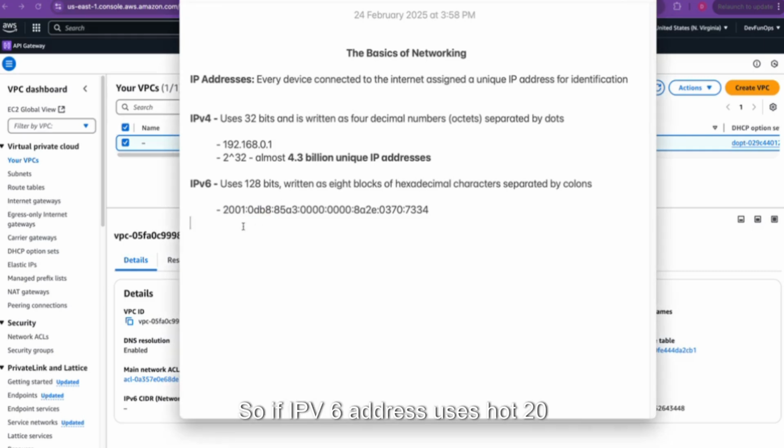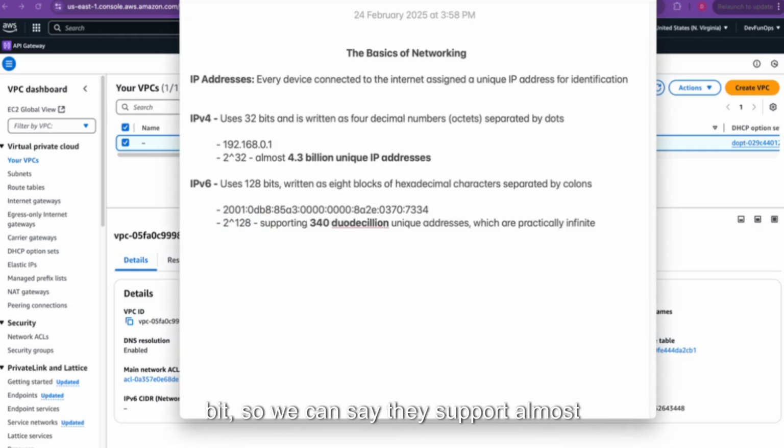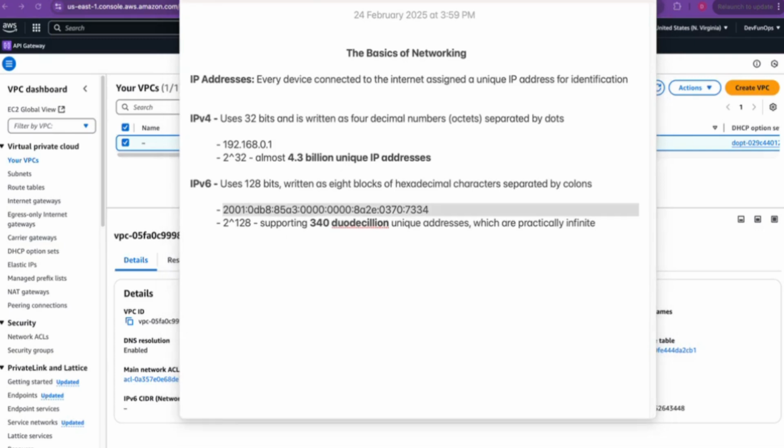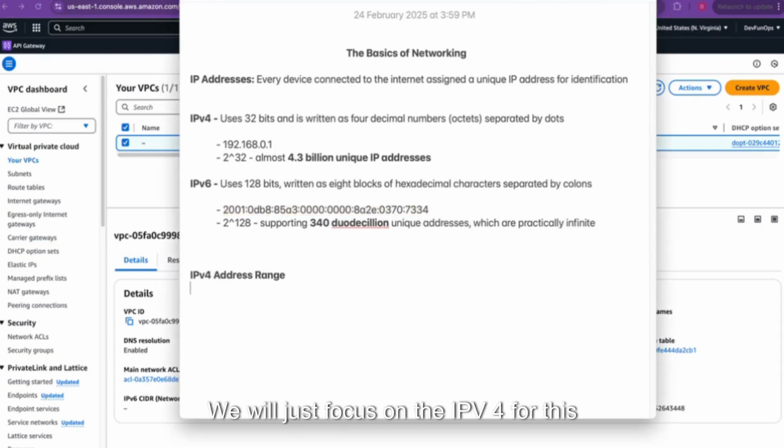As an IPv6 address uses 128 bits, it supports almost 340 undecillion unique IP addresses, which is a practically infinite number. So this is about IPv4 and IPv6. Next is the IPv4 address range. We will just focus on IPv4 for this video and for this series.